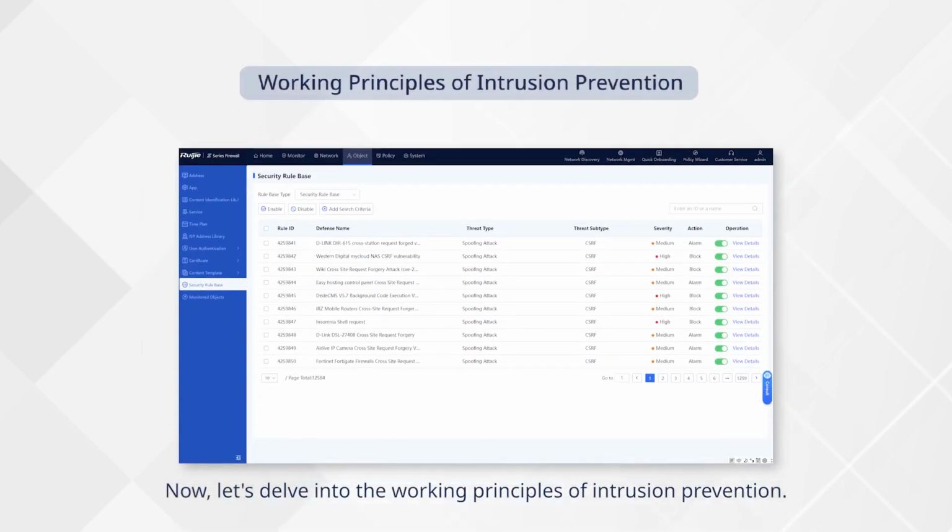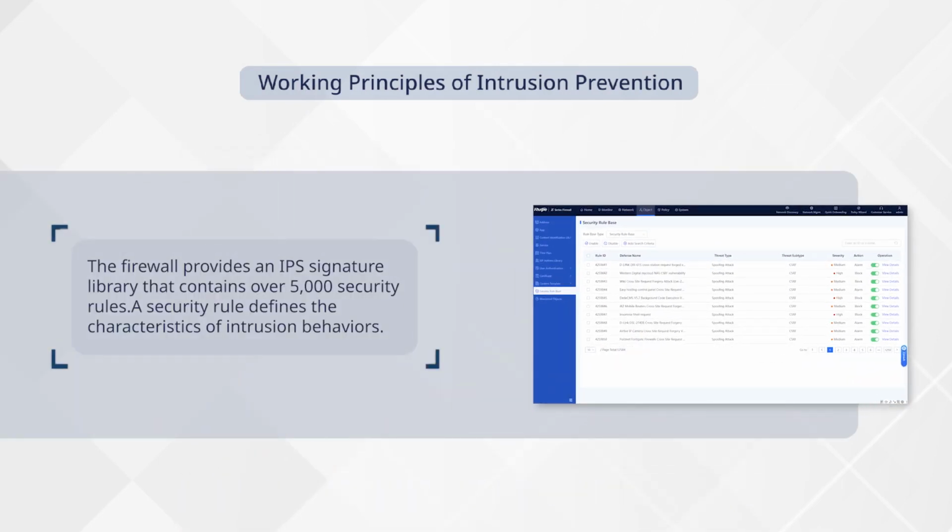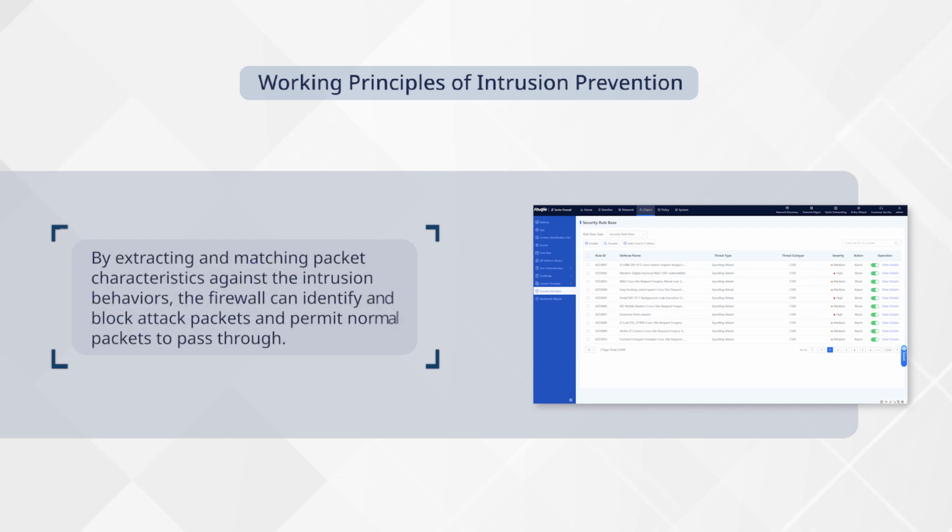Now, let's delve into the working principles of intrusion prevention. The firewall provides an IPS signature library that contains over 5,000 security rules. A security rule defines the characteristics of intrusion behaviors. By extracting and matching packet characteristics against the intrusion behaviors, the firewall can identify and block attack packets and permit normal packets to pass through.